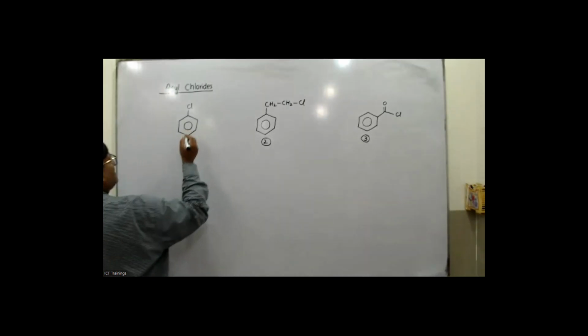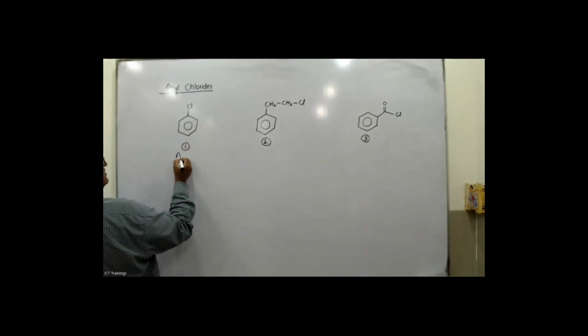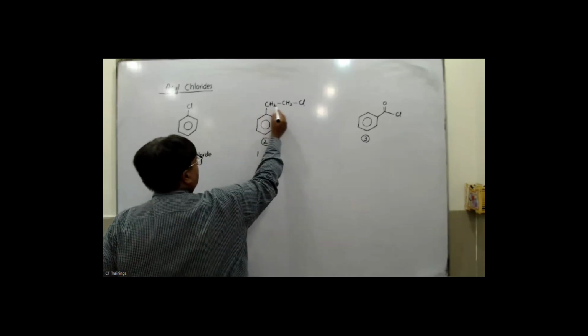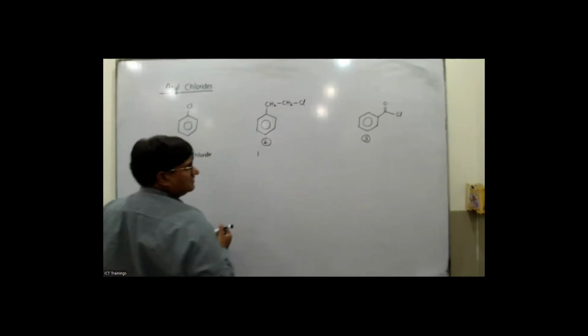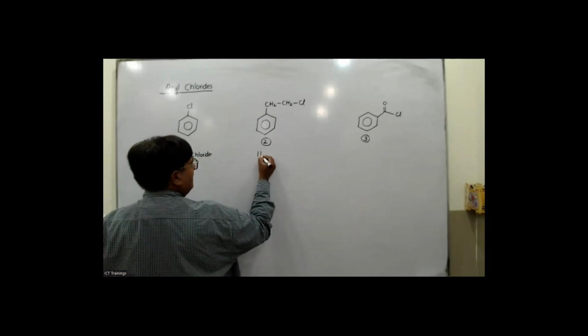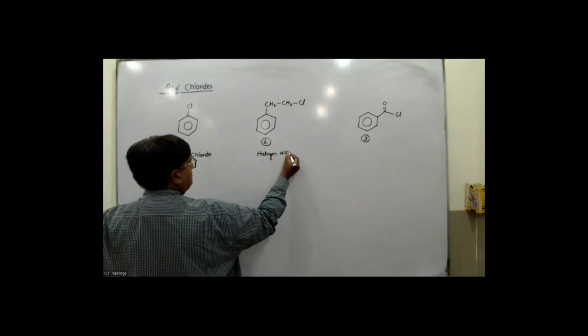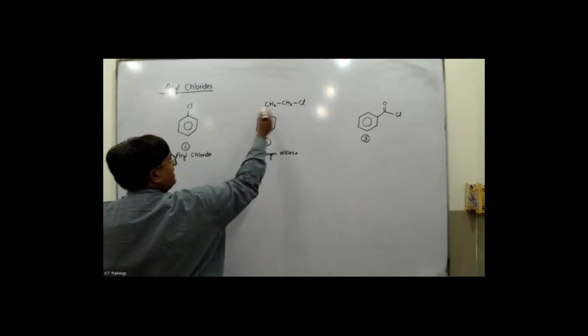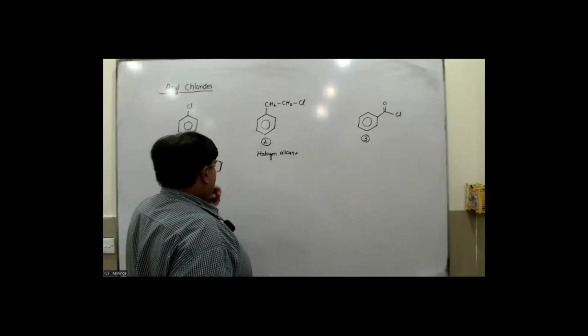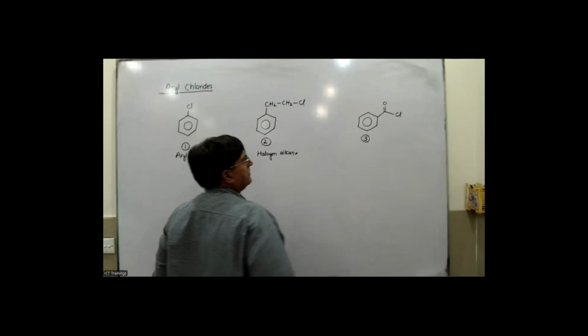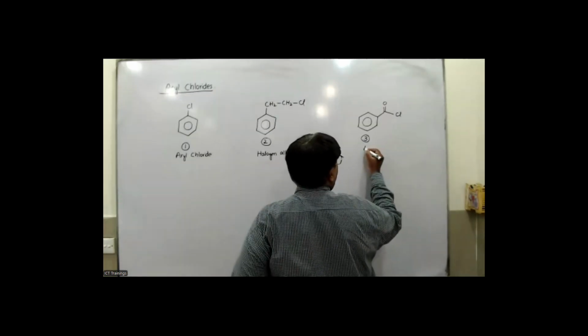This first compound is normally called an aryl chloride. This compound has a carbon and hydrogen chain with the chlorine attached to it. So this is actually a halogenoalkane type of structure, because this one is a halogenoalkane. The benzene group is not directly associated with the chlorine. This group is the acyl chloride.